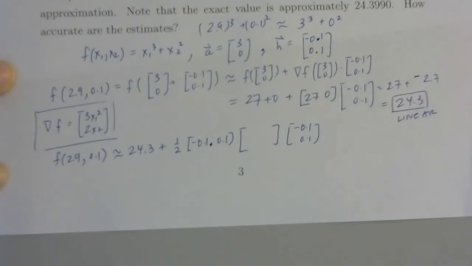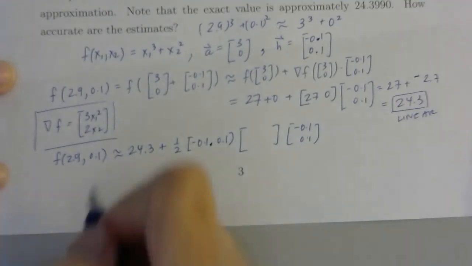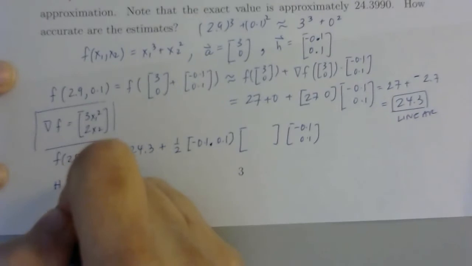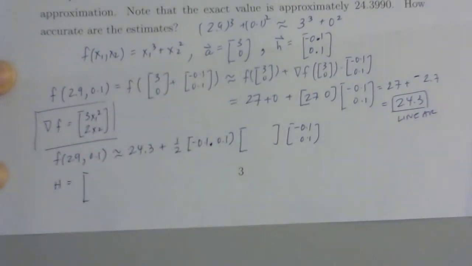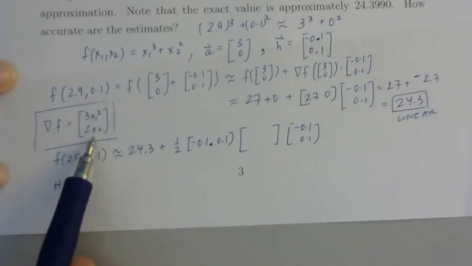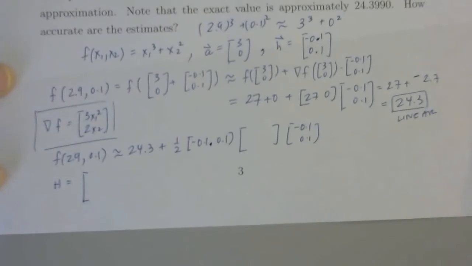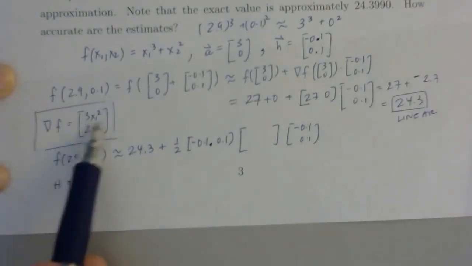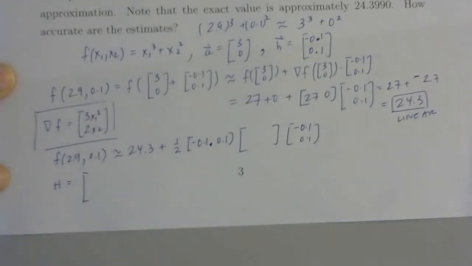Okay, so what's the Hessian going to be? Let's do it as a little side work here. So we want to take, this is the partial with respect to x1, the partial with respect to x2. Let me see if you can see it right. Okay, so I want to take the partial here with respect to x1 again.